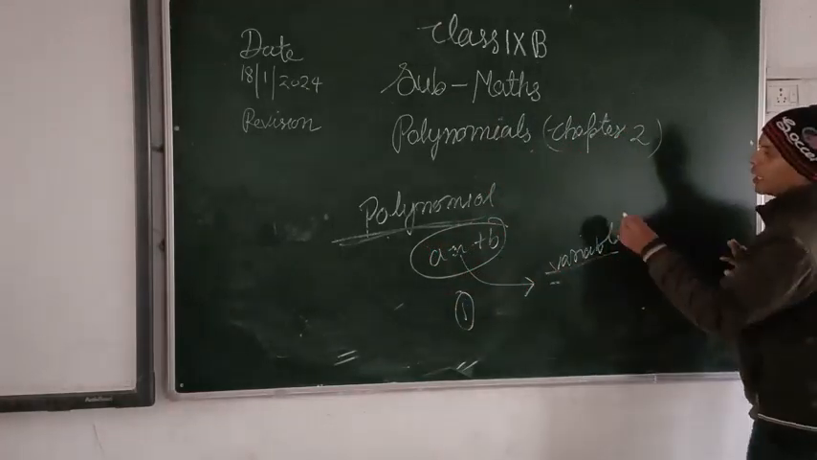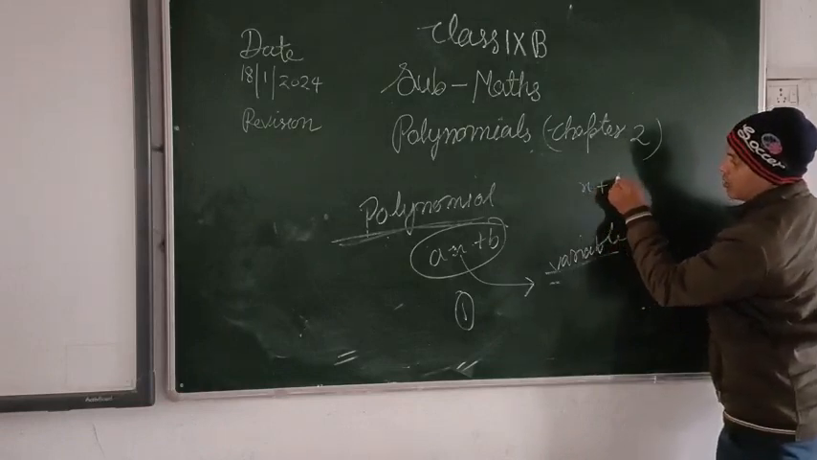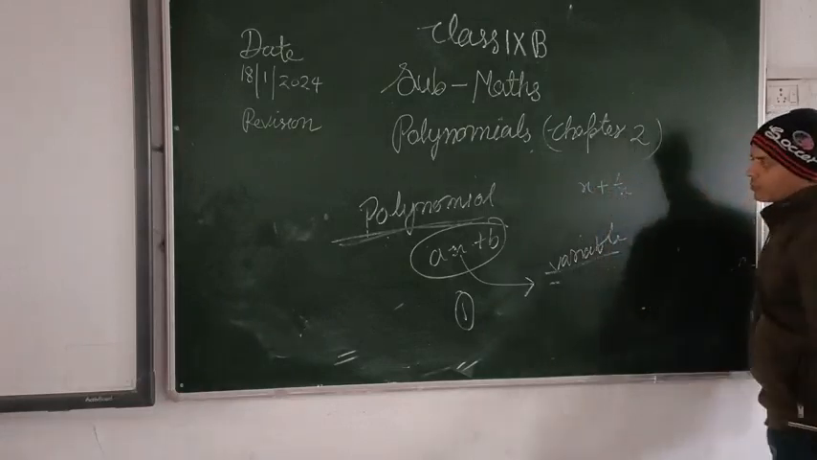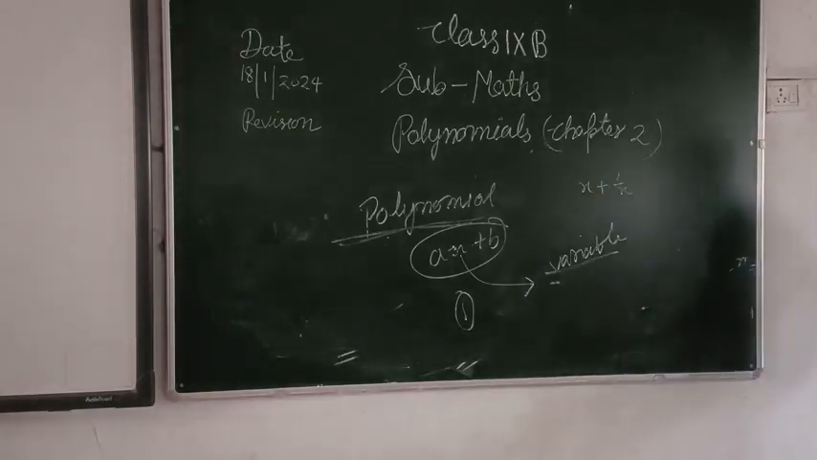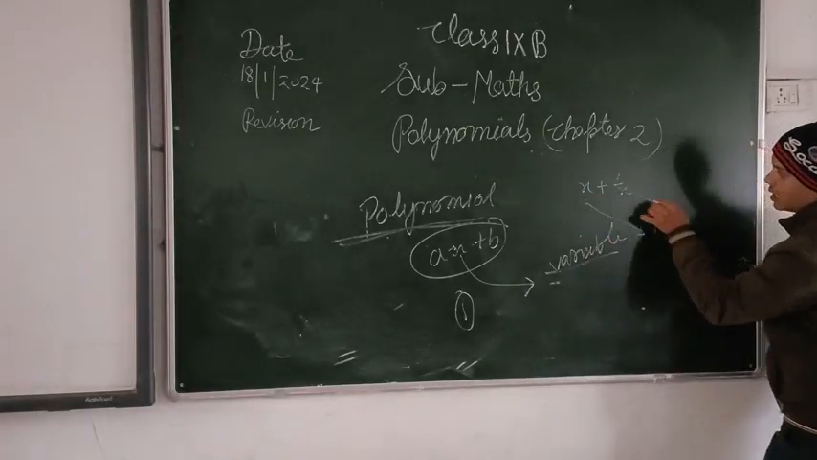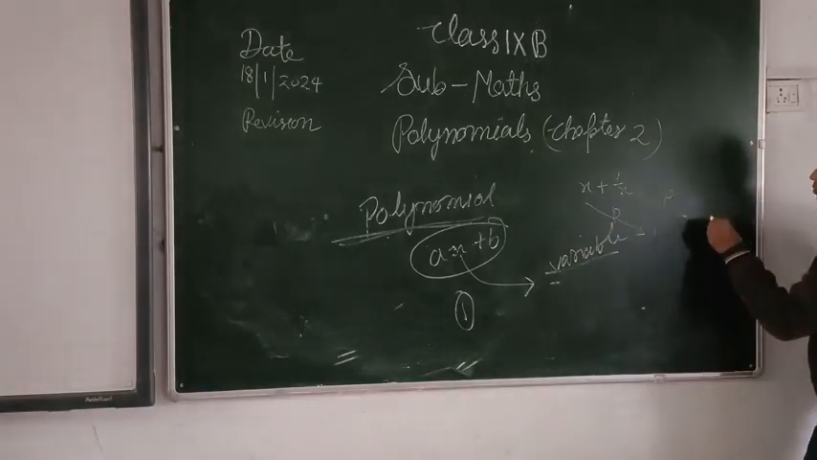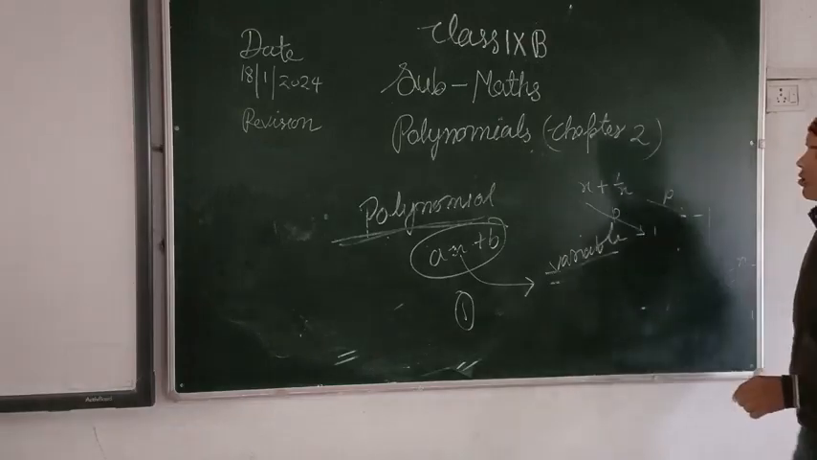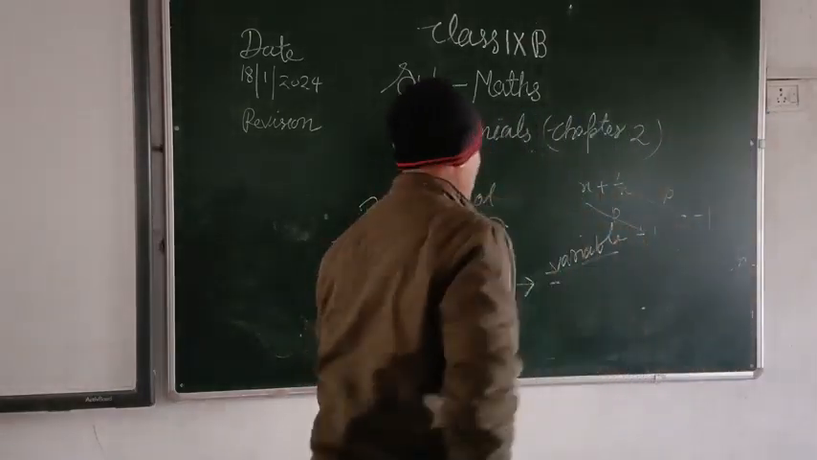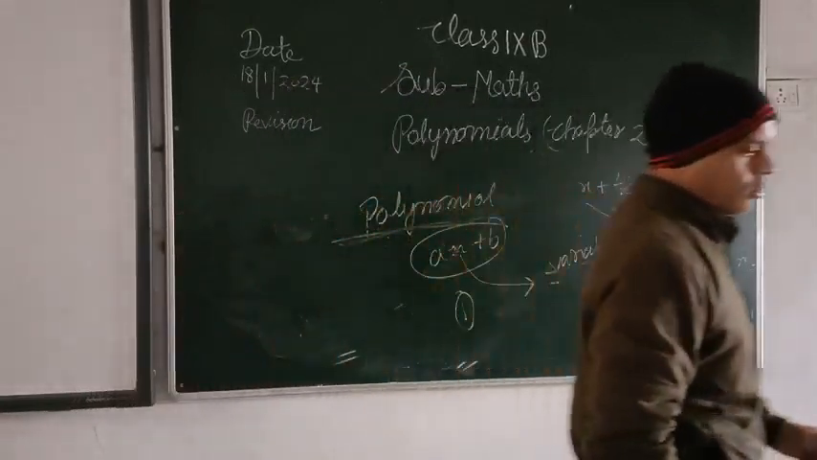But if we are taking another example, x plus 1 by x. Now see here, here the power is 1, but here the power of x will be minus 1, so it is not a polynomial.